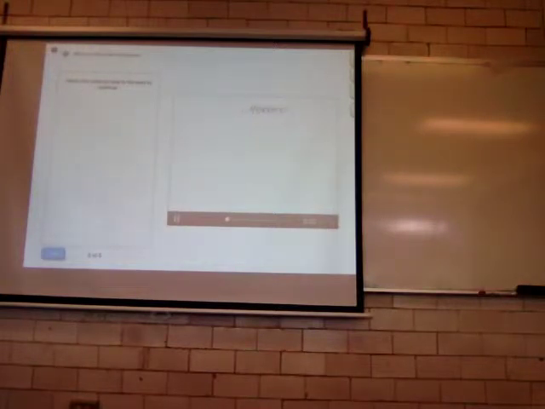Let's see why that is. To find the inverse, we can first set y equal to x squared. Then we'll switch the x and the y. Finally, let's solve for y. To get rid of the square, we can take the square root of both sides. So y equals the square root of x.